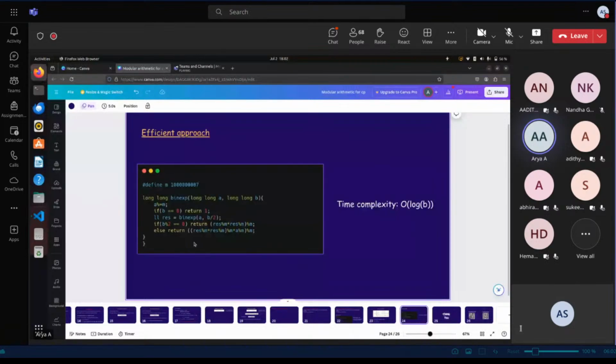So this is the code for that. I'll show it directly here.